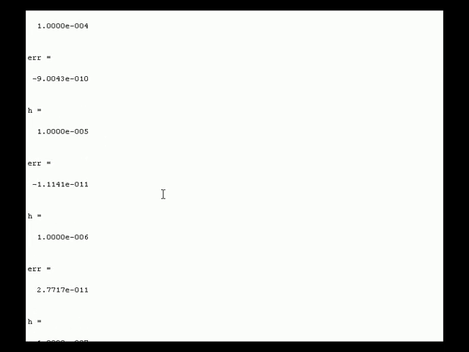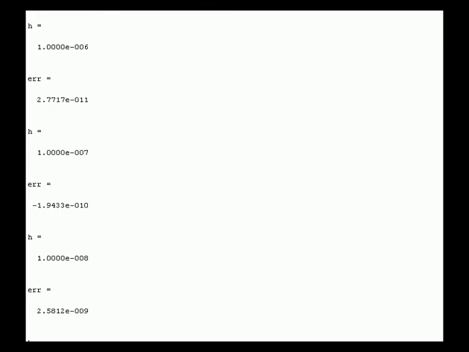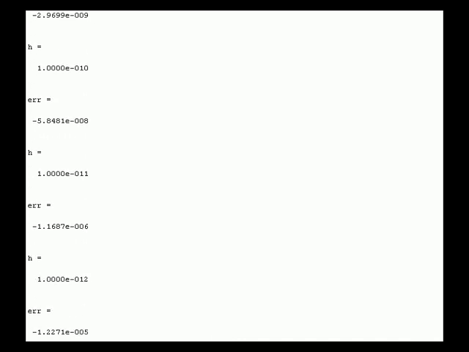Now we decrease h by another factor of 10, and the error actually goes up slightly. And keep decreasing h, and the error keeps going up. It's getting worse. By the time we get h down to 10 to the minus 12, we get an error of 10 to the minus 5, which is much, much worse than what we got with h of 10 to the minus 6 or so. So everything goes according to the theory until h gets real small, and then something goes terribly wrong.